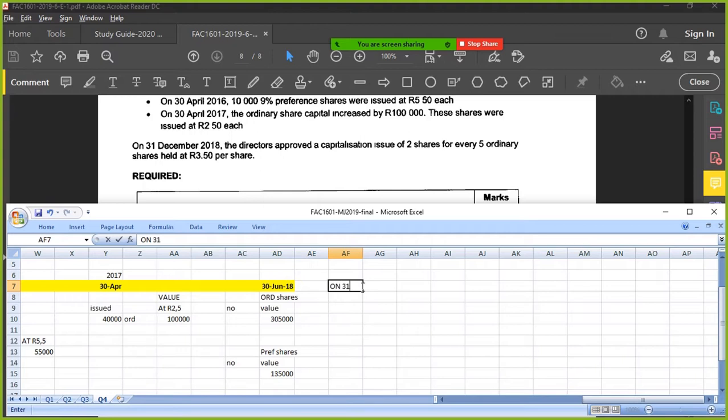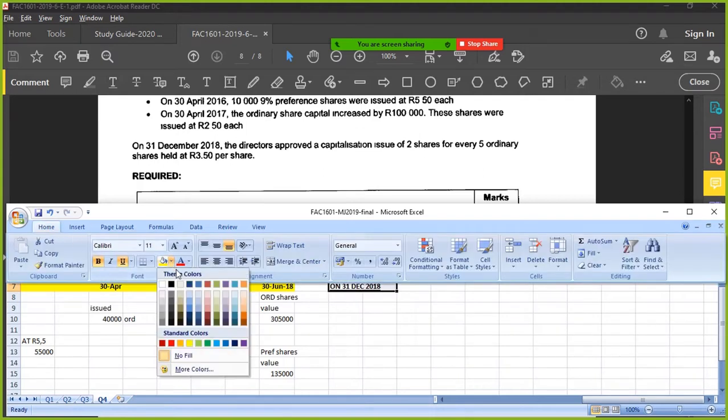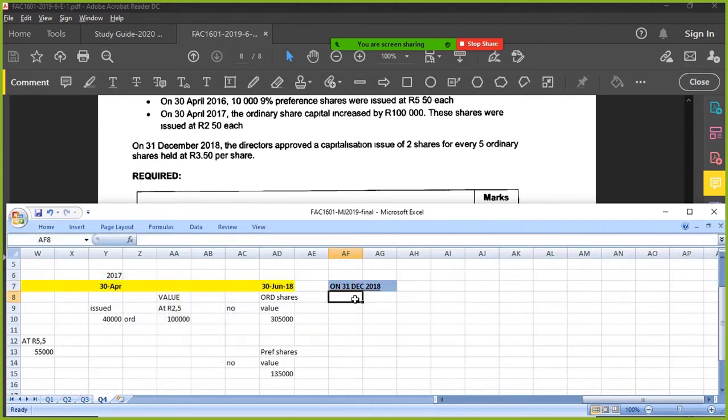on December 31st, 2018, there's going to be a capitalization issue. And the issue is 2 shares for every 5 held. Obviously ordinary. At 3 Rand 50 a share.